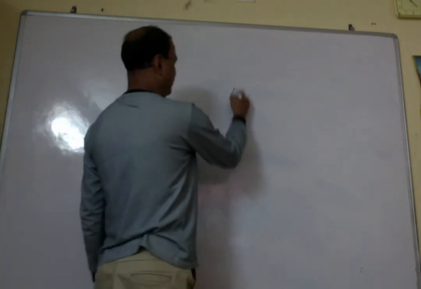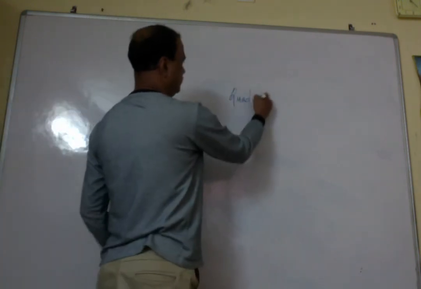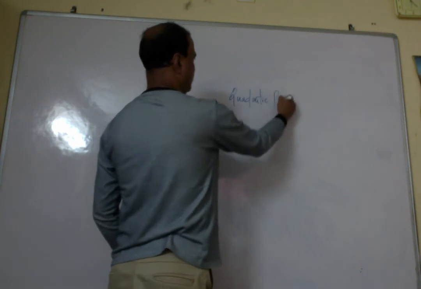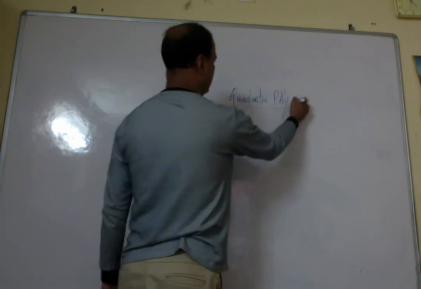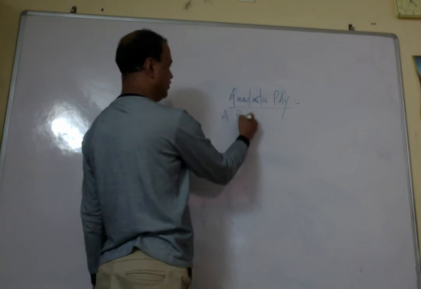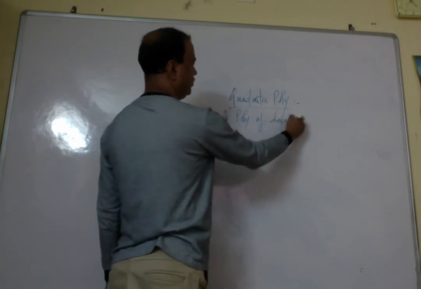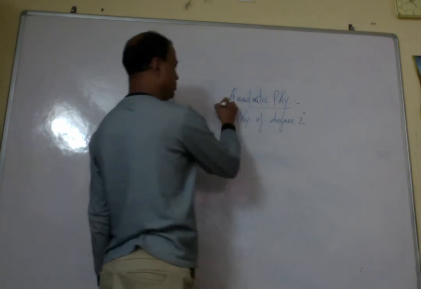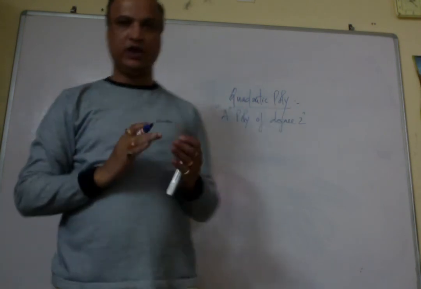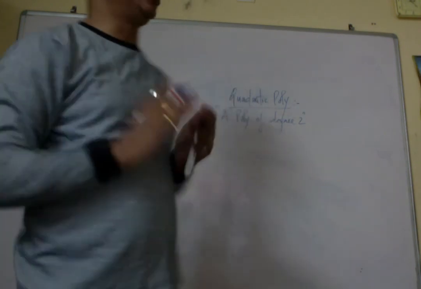Quadratic polynomial. So quadratic polynomial means a polynomial of degree 2. A polynomial of degree 2 is called a quadratic polynomial.